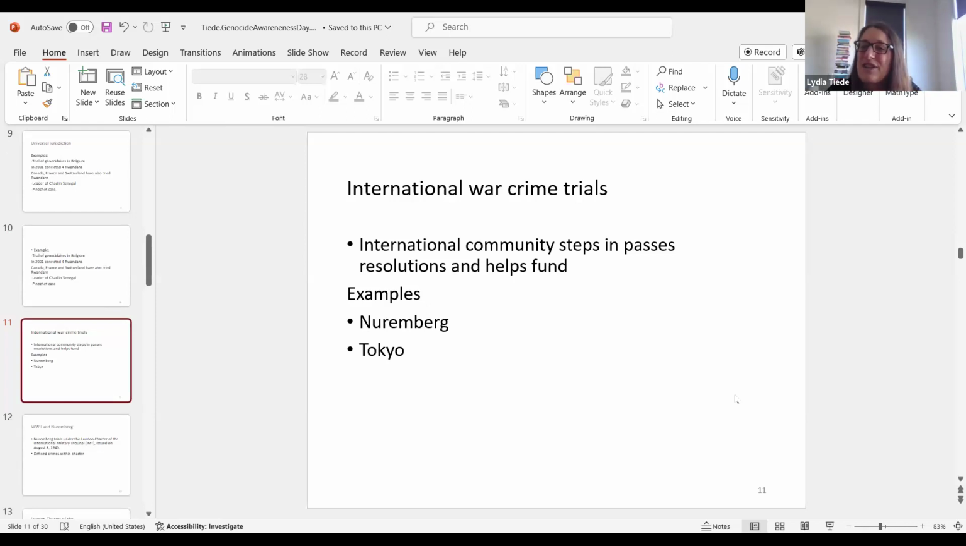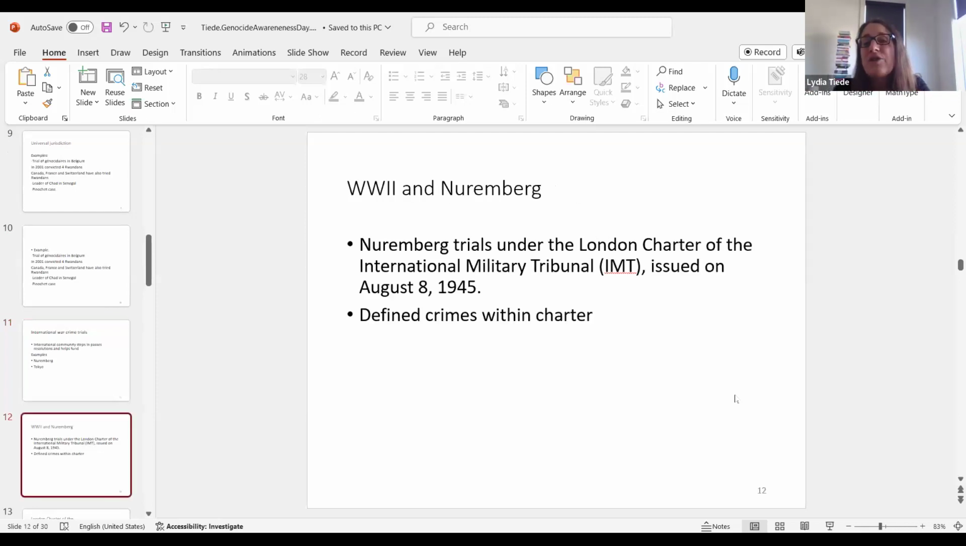I don't have as much of an expertise on those. But you did have the Nuremberg trials, which we've discussed. And these were created under the London Charter of the International Military Tribunal. This was a charter created to say, what is the court going to do? What is its jurisdiction, and what are the actual crimes that we can convict these individuals for?